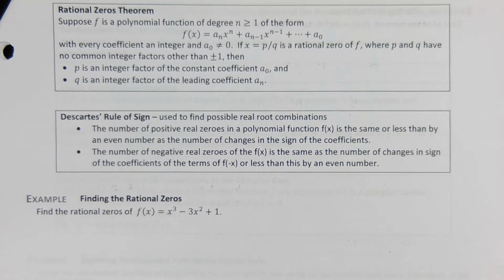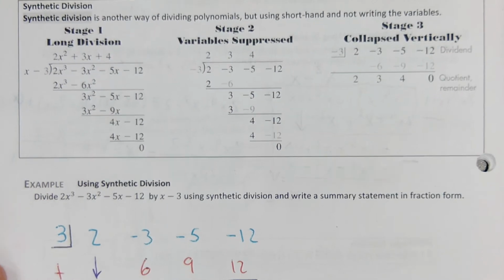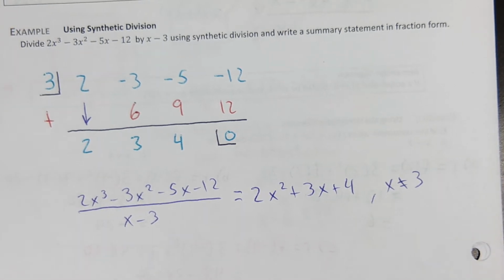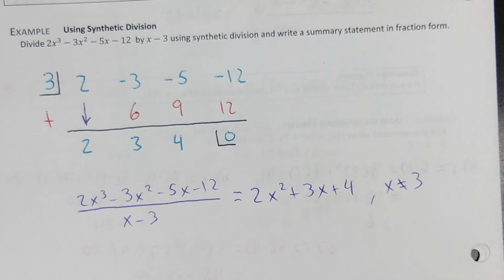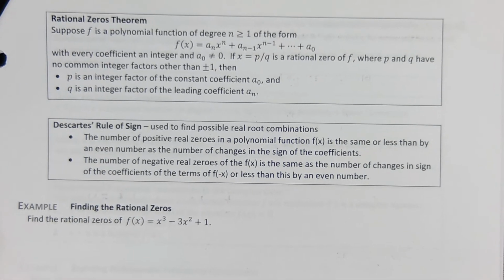Now, for the exciting conclusion to yesterday's notes, where we were talking about the factor theorem and synthetic division, we finished up yesterday factoring this polynomial by using synthetic division. We showed how to use the remainder theorem yesterday and the factor theorem. And today we're going to bring it all together with finding rational zeros.